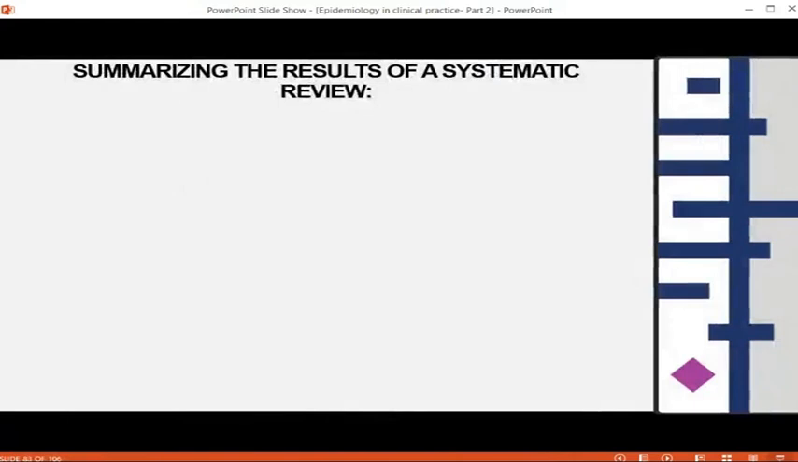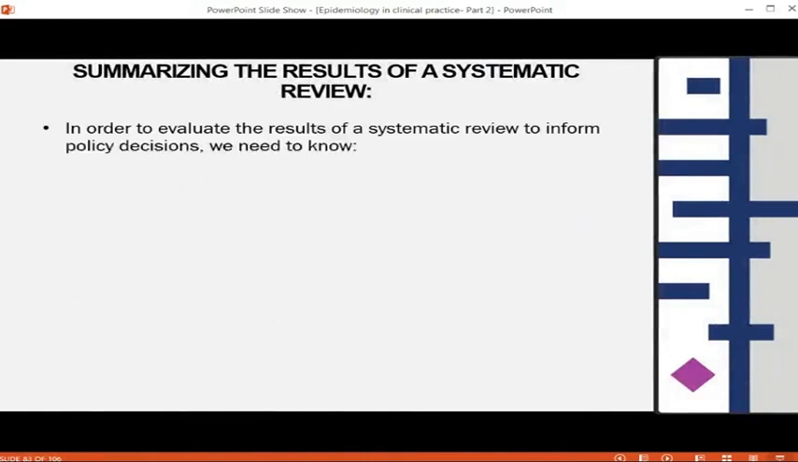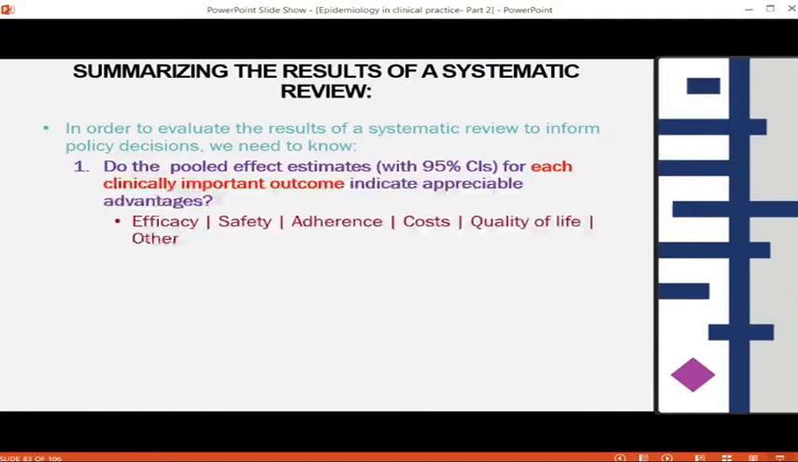Right. So once you've done the systematic review and you've got your forest plot, now the job is to summarize the results so that other people can understand what this means. So in order to evaluate the effects of a systematic review, we need to know a few things. One is, how good are the results? Are they going to be clinically important for all the effect measure outcomes we are interested in, like efficacy and safety? We're not only looking for statistically significant, but is there a substantial benefit that could be clinically useful?